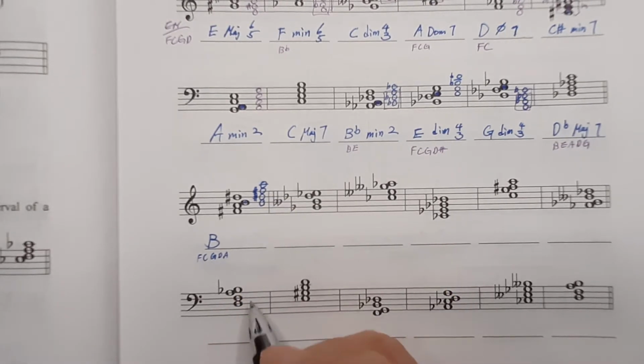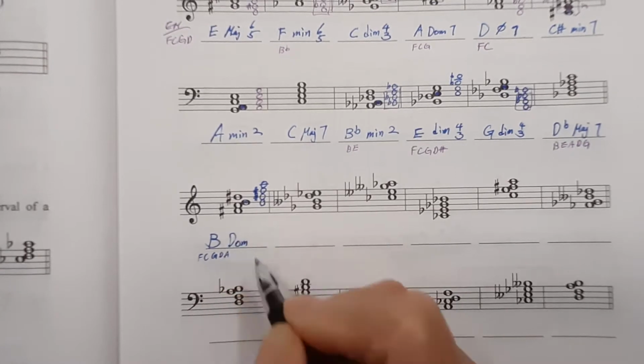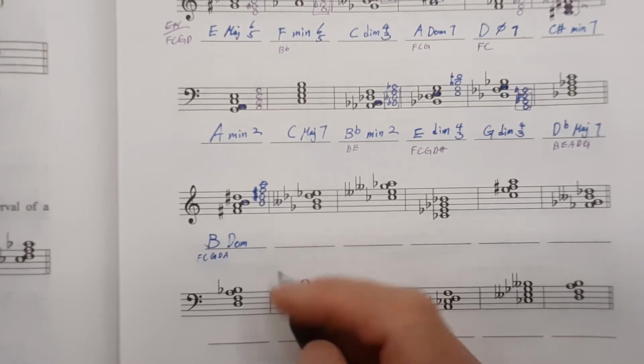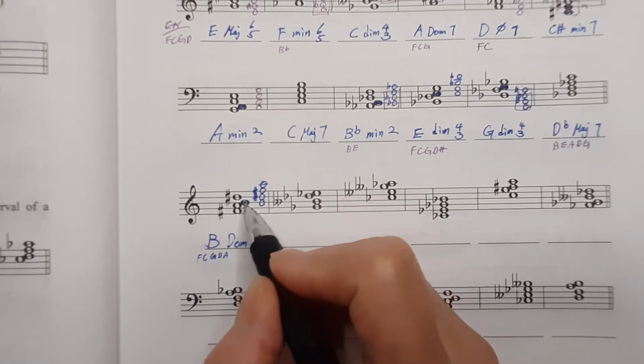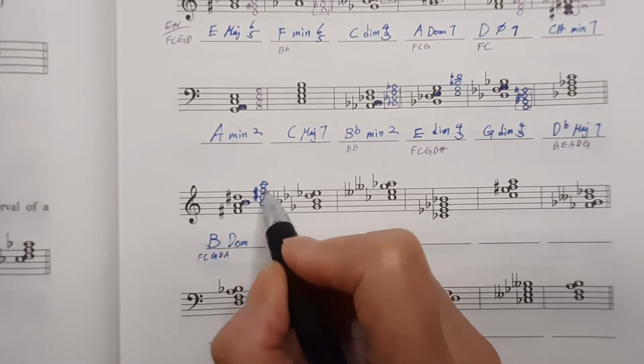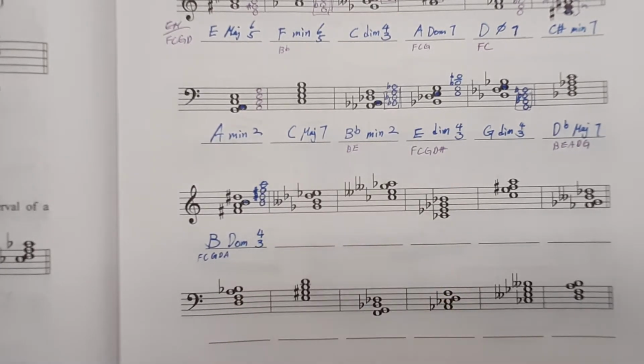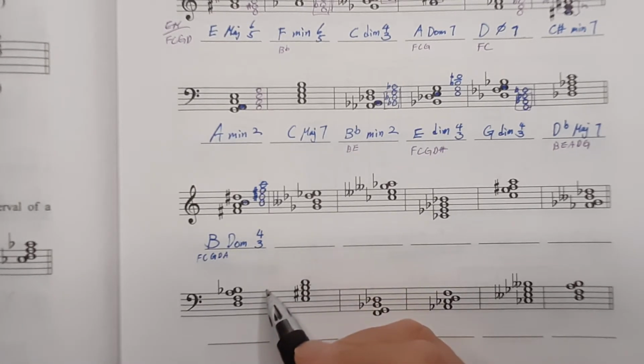Then what do you call it? It's dominant 7 chord. But is it in the root position? No. Which one then? See? F sharp is on the bottom. So this is a second inversion, which is 4, 3. Okay? Figure bass number is 4, 3.